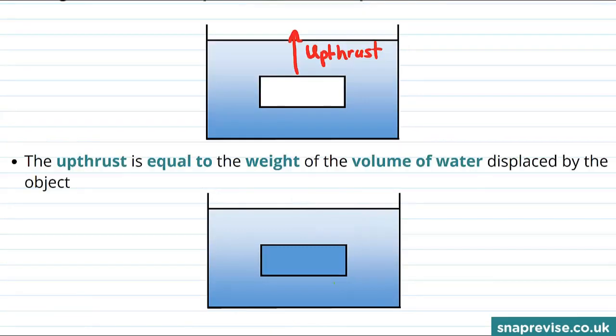And if you wanted to know the size of this upwards force or upthrust, it turns out there's a rule for that. The rule is that the upthrust is equal to the weight of the volume of water that's displaced by the object. So to reiterate, what we do is we take the object and we think about the volume it takes up. We imagine having that much water and ask how heavy the water would be. And that weight turns out to be the same as the upthrust on the object.